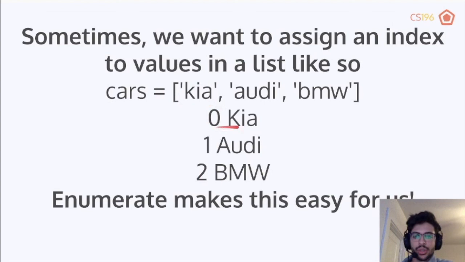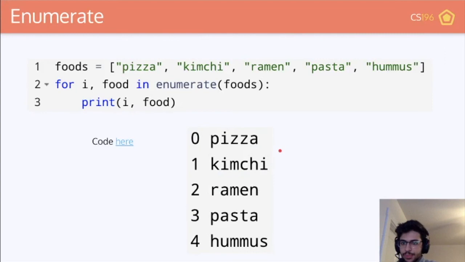So let's go ahead and take a look at this. A common use case for this is in the context of for loops. So rather than what we showed off earlier with indexed for loops, by saying for i in range of a list, you can actually, in this case, say for i, comma, the value, in enumerate, and then the list that you're trying to iterate over. So here, what this will give us is for each value in this list, we will assign it an index and a value. So if we were to print out this statement right here, we would get 0 pizza, 1 kimchi, 2 ramen, etc.